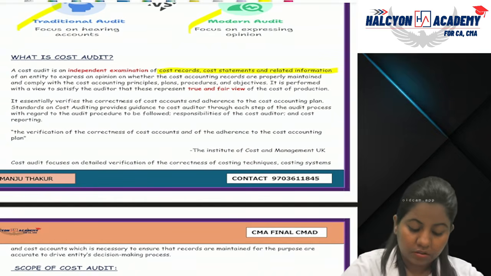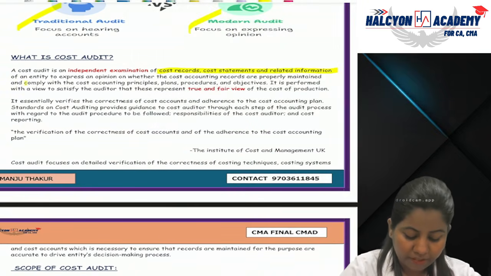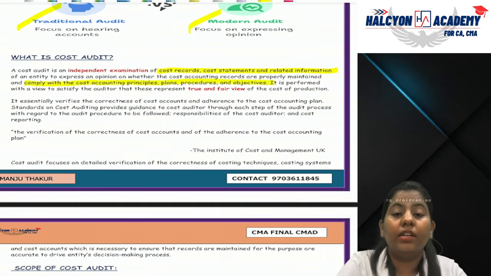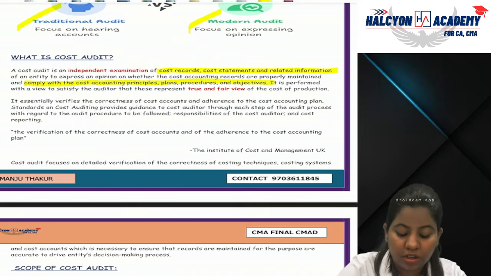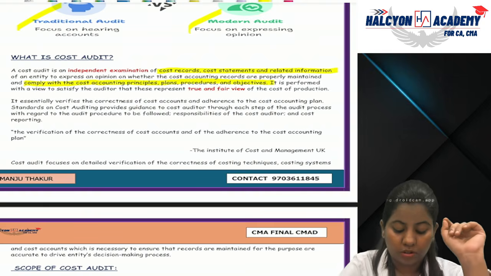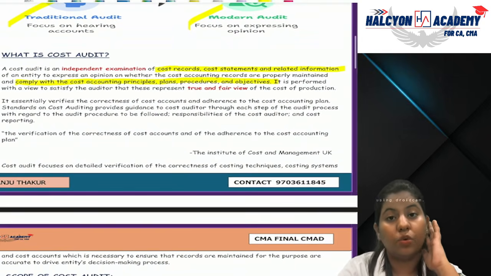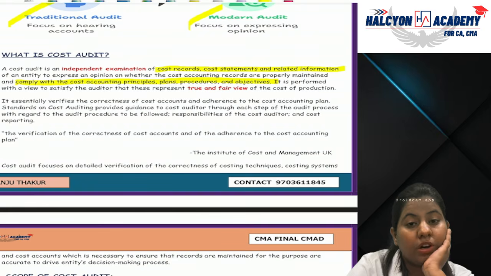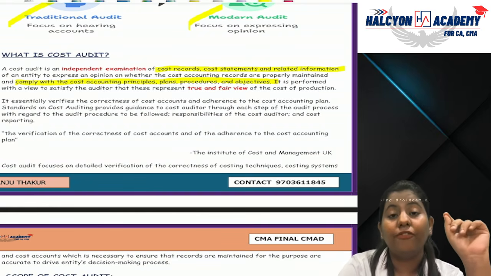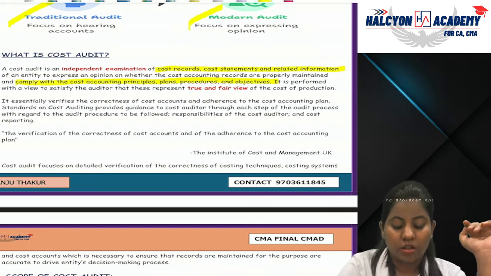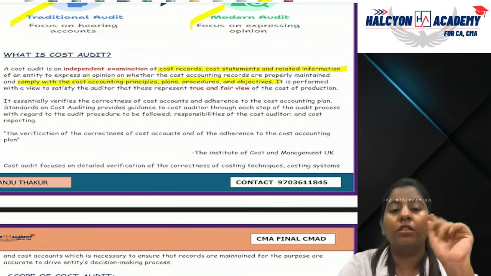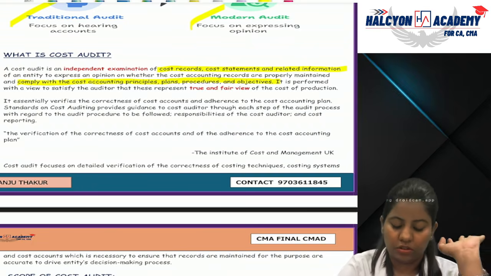And whether the accounts comply with the cost accounting principles, plans, procedures and objectives. Is everything in accordance with the plan or not? Whether the policies are followed, whether everything is in line with the objectives. The cost auditor checks this also. Like financial accounts have accounting standards, costs also have cost accounting standards, so everything should be in accordance with them.